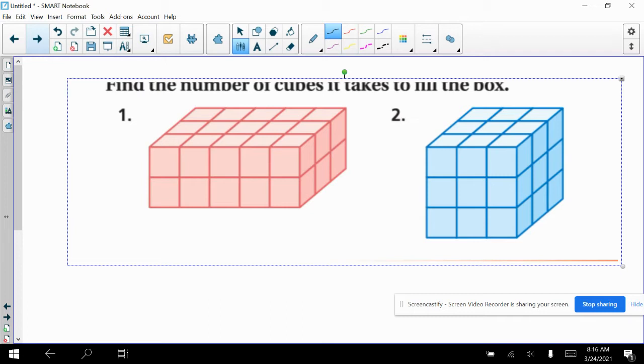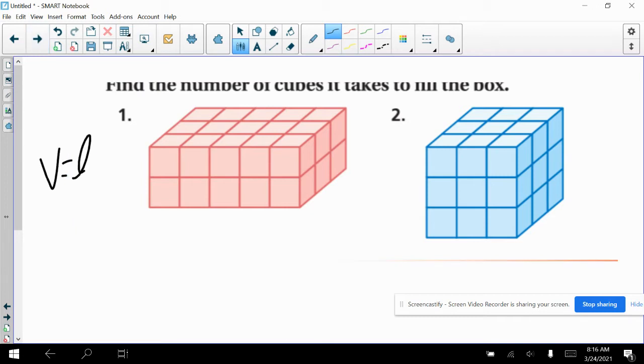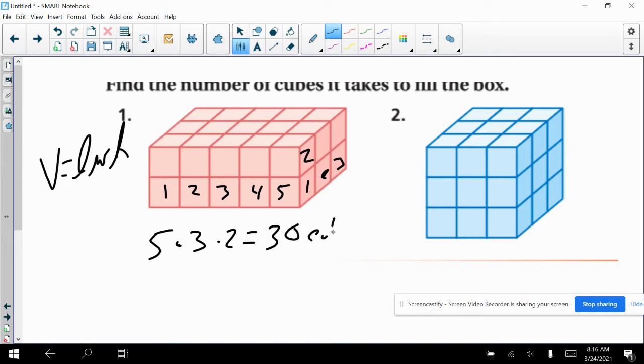Okay, so Kahan told us that volume was equal to length times width times height. So we got 1, 2, 3, 4, 5 blocks there. That would be the length. 1, 2, 3, that would be the width. 1, 2 would be the height. Right, this is where you got to know the formula for volume, right? That's going to tell you. So what do we got there? 15, right? 15 times 2, we got 30 cubes.